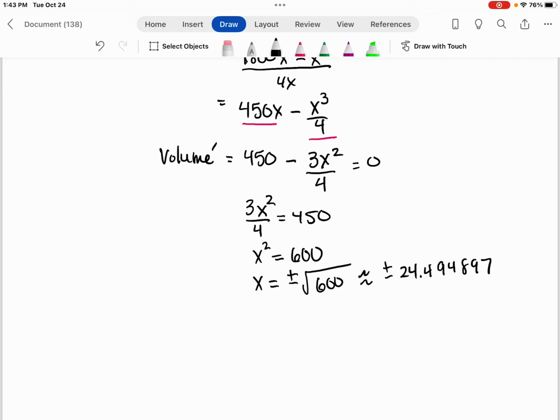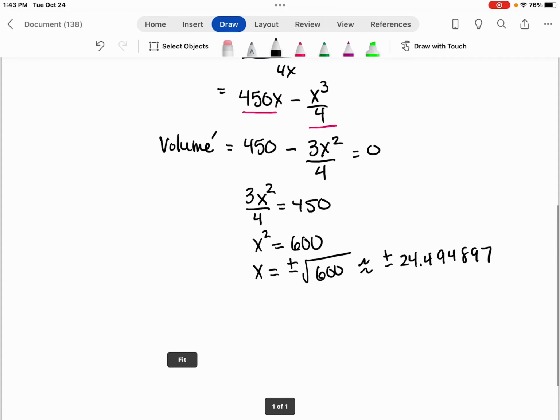All right, so we have two critical values. Now we can find which one is the max and which one is the minimum a couple different ways. We can graph it on our calculator and see where the minimum value is and verify that it's at one of those values. Or you can make a sign chart.